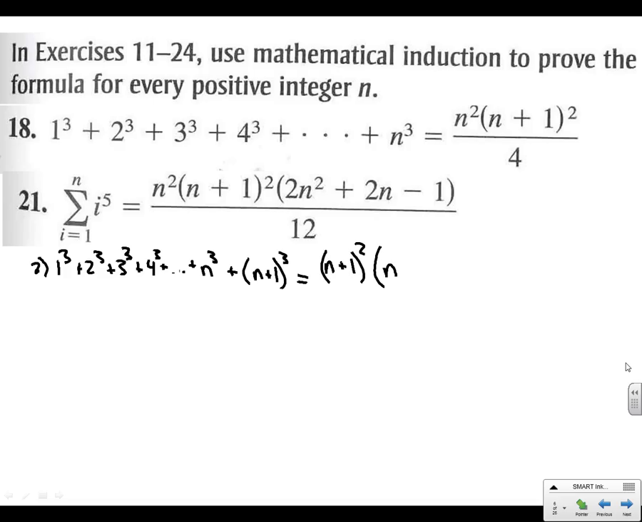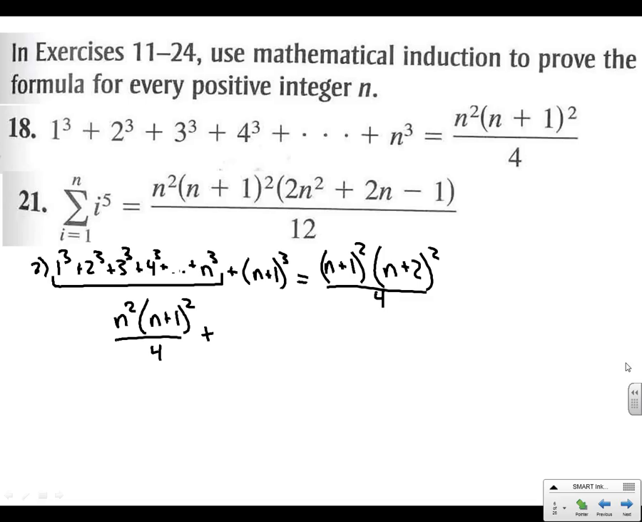n + 1 is going to be (n + 2)² over 4. All right, so let's clean this up. This part here turns into n²(n + 1)² over 4 from substitution. We still have the (n + 1)³, and it equals (n + 1)²(n + 2)² over 4 still.